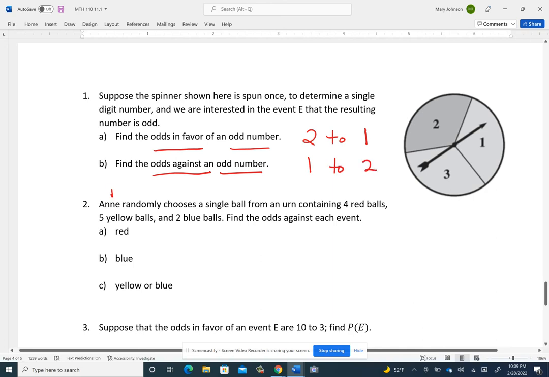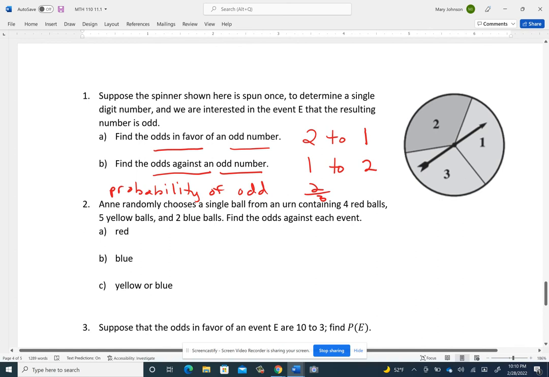If we wanted the probability of getting an odd number, then that would wind up being 2/3. See how you do it compared to the total. I won't erase. Okay.